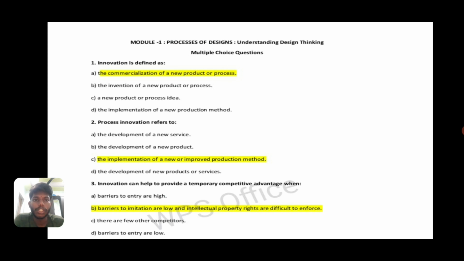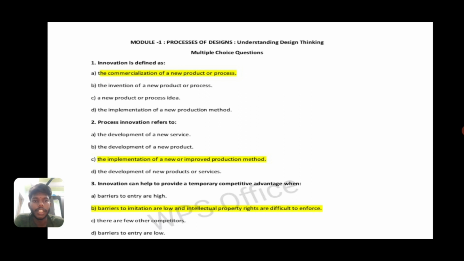Second question. Process innovation refers to the development of a new service, the development of a new product, the implementation of a new or improved production method, the development of new products or services. The answer is C, the implementation of a new or improved production method.